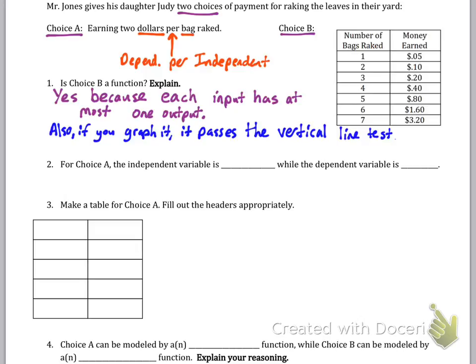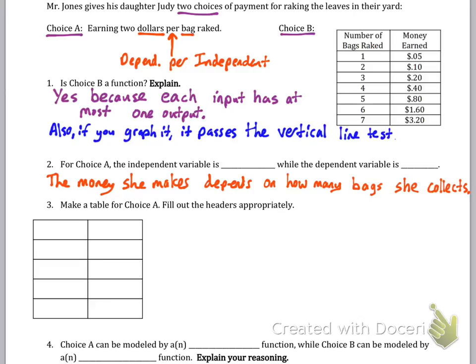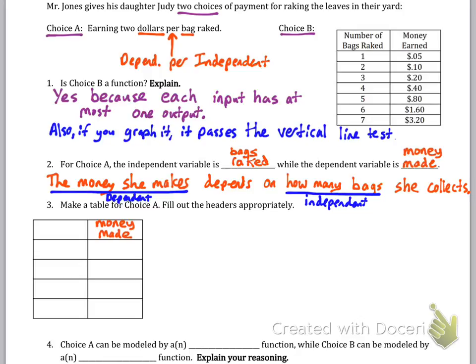So let's step back and look at this and write the sentence with the word depends. I know that the money she makes depends on how many bags she collects. That means that the money she makes is the dependent variable because it depends, and how many bags she collects is the independent variable. So bags raked is the independent variable and money made is the dependent variable. That means money made is the y value and bags raked is the x value.